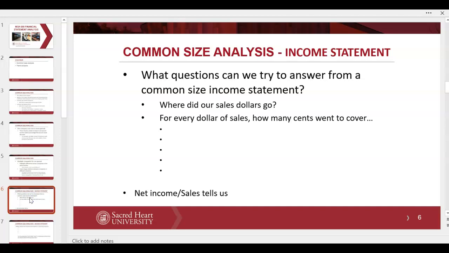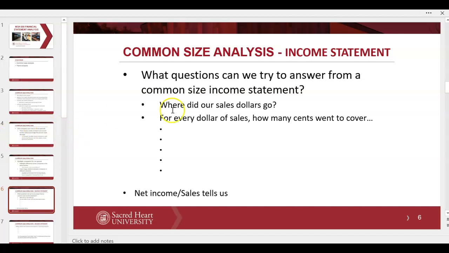What are some questions that we might want to be able to answer from looking at a common size income statement? So the big question is, where did our sales dollars go? Now, we're not really spending these sales dollars, because when we say spending, we really mean spending cash. But if you think of it as where did those sales dollars go? They go to cover our expenses, and then anything that's left over after covering those expenses remains as net income.